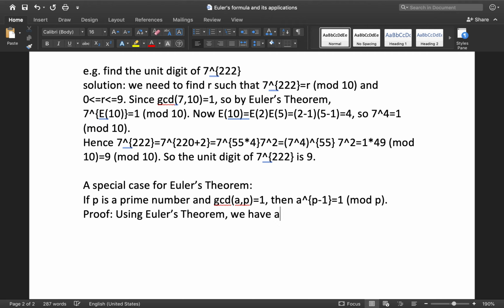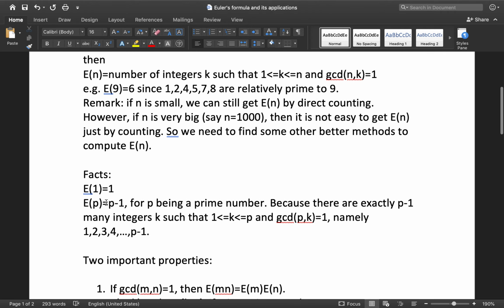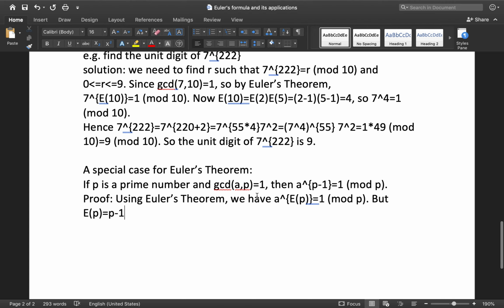We already have A to the power φ(P) equal to 1 modulo P, but we know that φ(P) is equal to P minus 1. Well, this is something we did already at the very beginning, the fact φ(P) equals P minus 1. So because of that, we have A to the power P minus 1 is equal to 1 modulo P, which is exactly what we need. So it's a very special case of Euler's theorem.